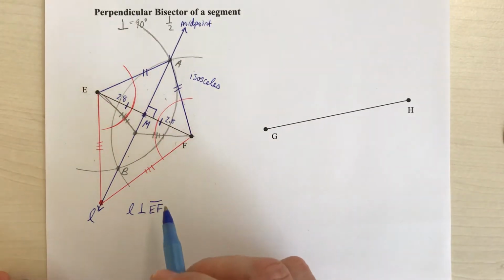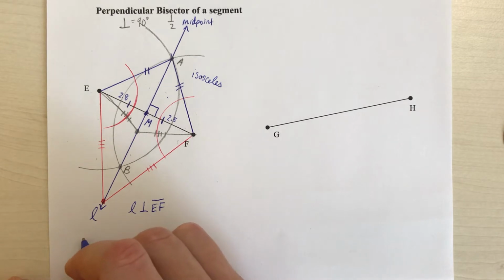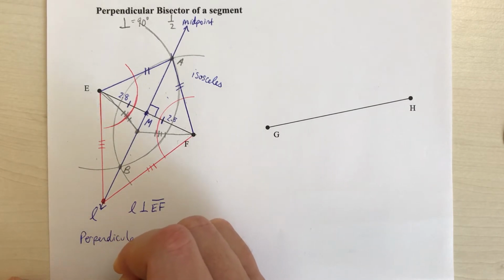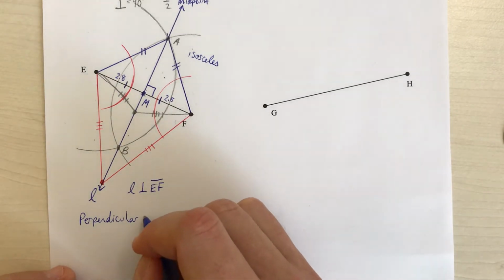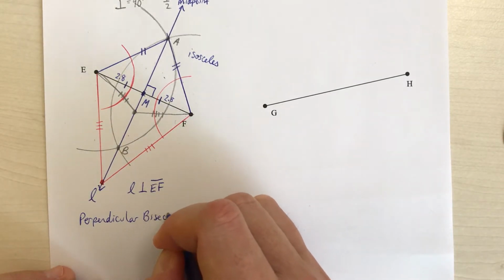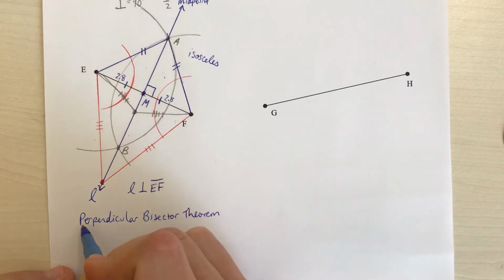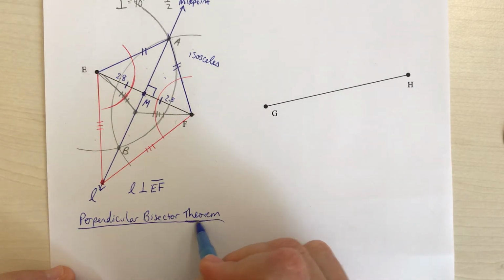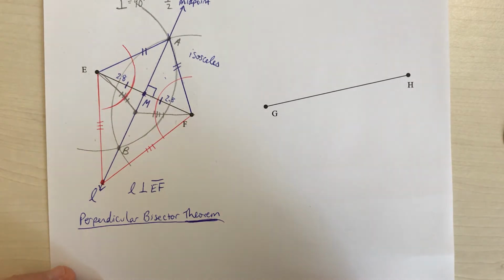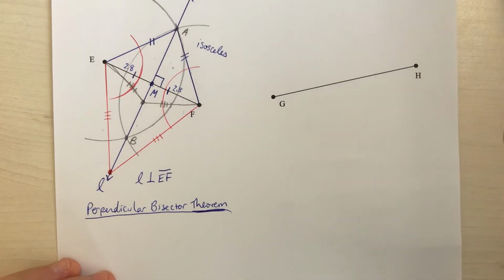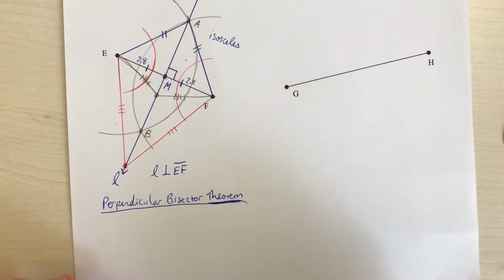What we've discovered here, there's a rule. It's called the perpendicular bisector theorem. Okay, perpendicular bisector theorem. A theorem is a rule that we can prove. It's something that we know to be true because we can prove that it's the case.